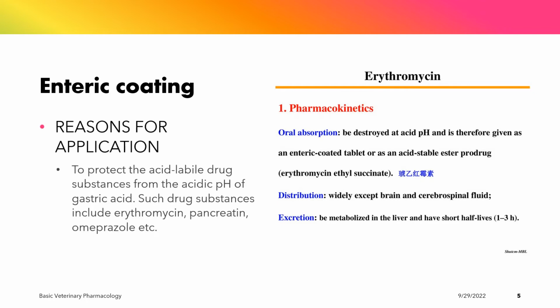In the slides to follow, we will enumerate the indications, or the specific reasons, for the application of enteric coating. The first is to protect acid labile drug substances from the acidic pH of the gastric acid. Examples of this are erythromycin, pancreatin, and omeprazole. Erythromycin is an antimicrobial drug that, in terms of oral absorption, can easily be destroyed at acid pH, so it is given as an enteric coated tablet or an acid stable ester.